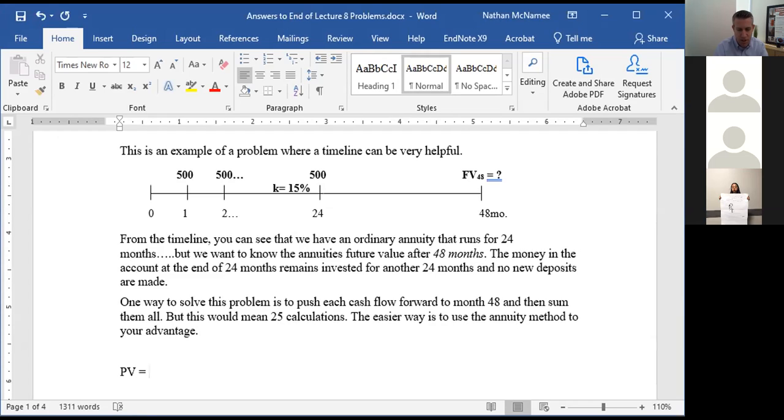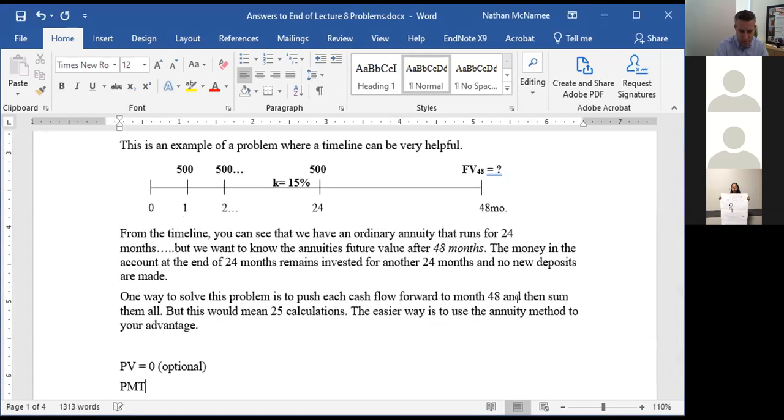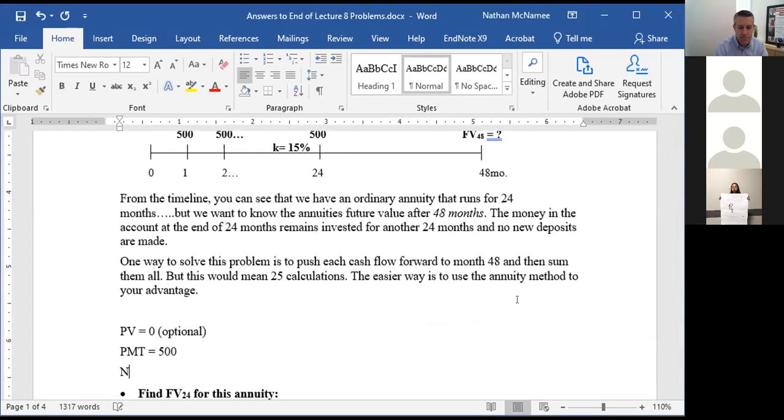So if we've cleared our time value of money, this is optional. We don't have to put that in, right? Okay, what else do we know? Payment is 500, good. Okay, what about N? 24. Good, 24. And I? 15. So I is 15 divided by 12.